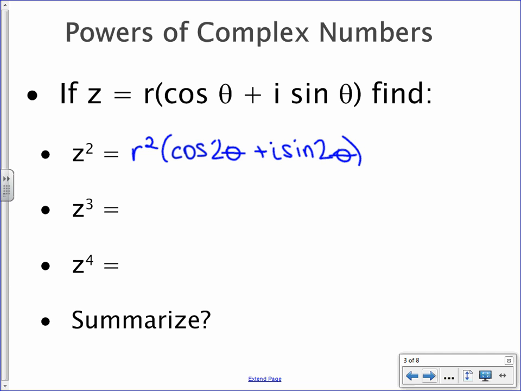Okay, let's talk about z cubed. What does z cubed mean? z times z times z. Could you say it's the same thing as z squared times z? Okay, so let's take z squared times z. When we multiply our r's, we get r cubed. When we add our angles, what do we get? 3 theta.